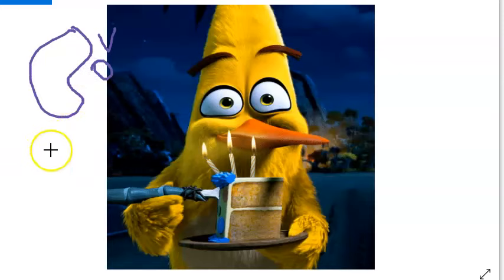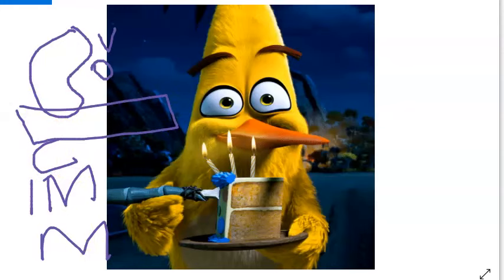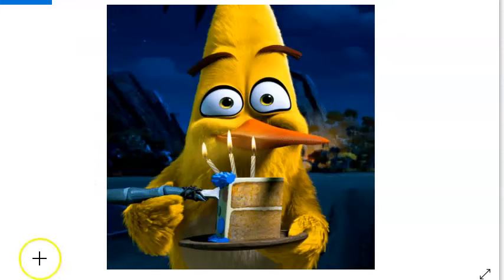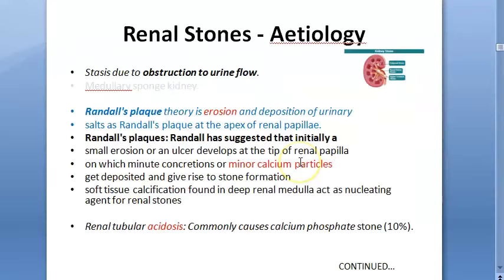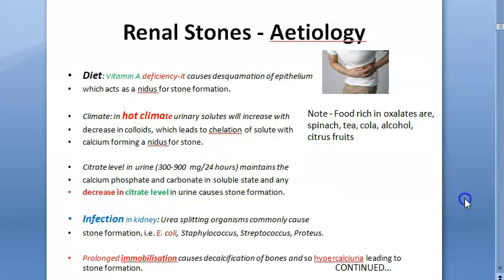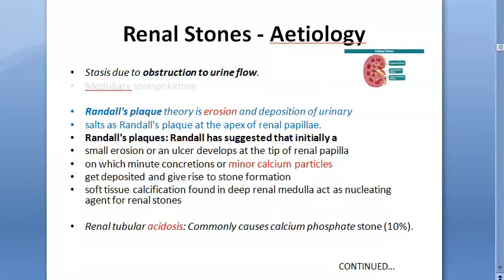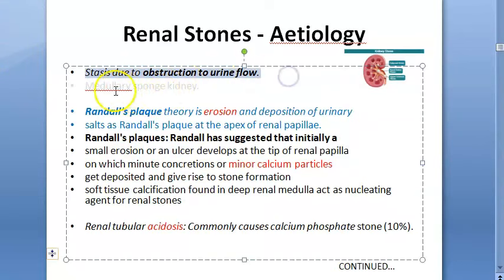Then there could be immobilization. Then there can be metabolic problems. Yes, here I keep forgetting. What is that? Citrate levels are low. Then something here, right? Hot climate. Very good. Hot climate, citrate, we told. Infection. Don't forget infection, guys. Then we went to the next slide. Metabolism: hyperparathyroidism, gout, hyperoxaluria, cystinuria. Then stasis due to obstruction to urine flow, Randall's plaque theory, and acidosis. This much you have explained.